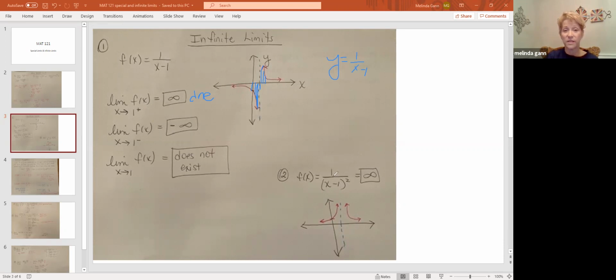Now, look at the difference here. Instead of it being 1 over x minus 1, what if it was 1 over x minus 1 squared? So do you see how this is the graph of this one? So if they said, okay, what's the limit of f of x as x approaches 1? It doesn't say what side. All right, it doesn't say what side, so I've got to come from both sides.